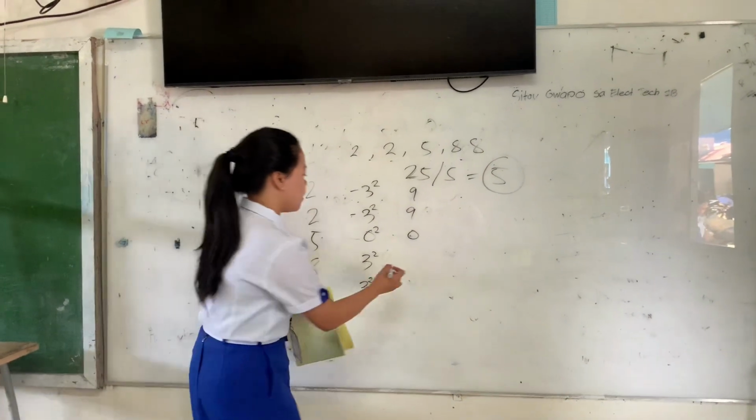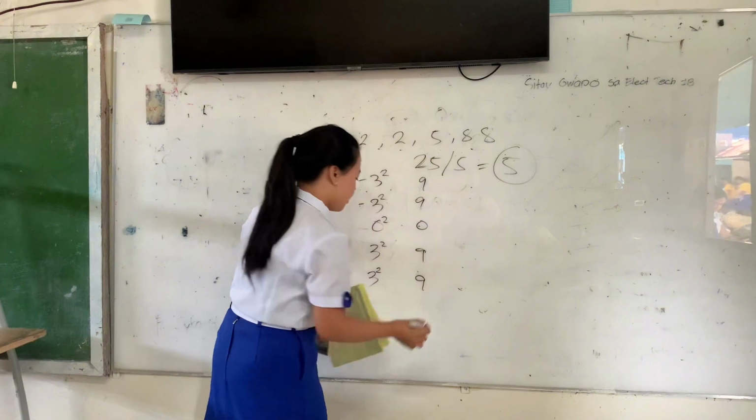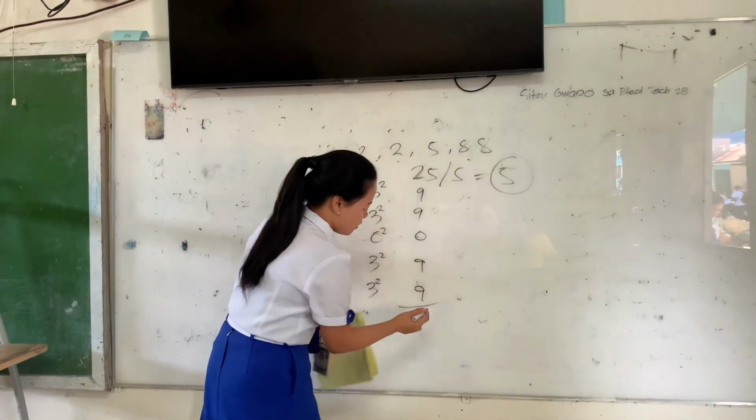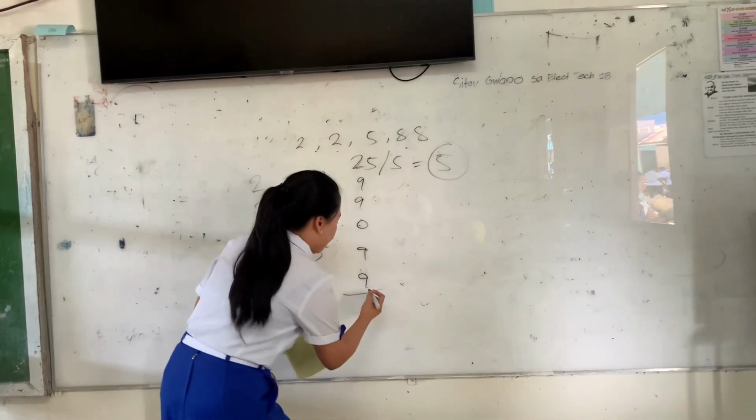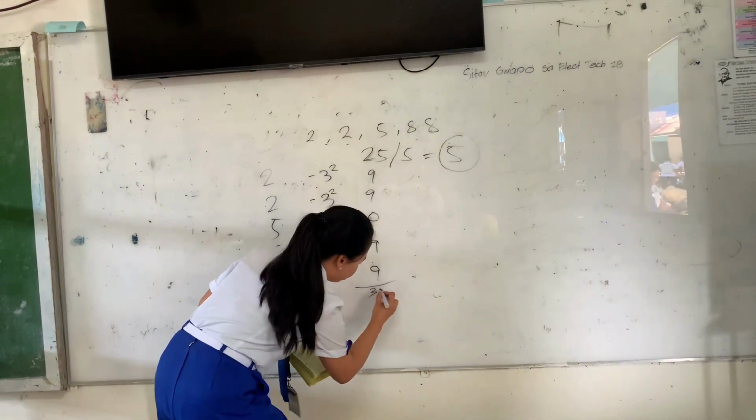squared is equal to 9. And we have to add all this data set. This is equal to 36.